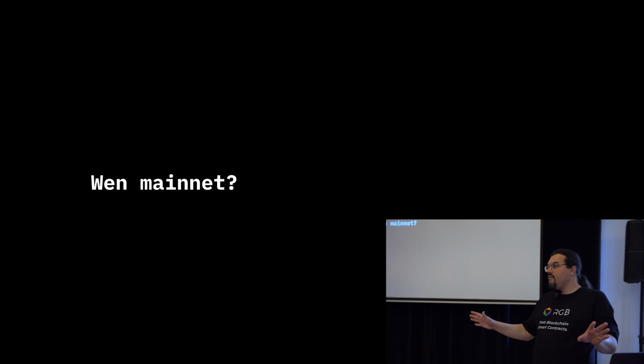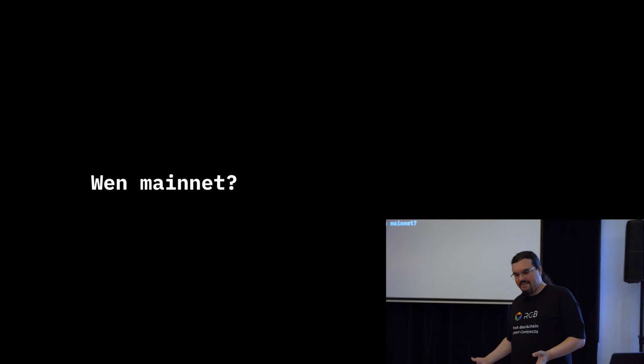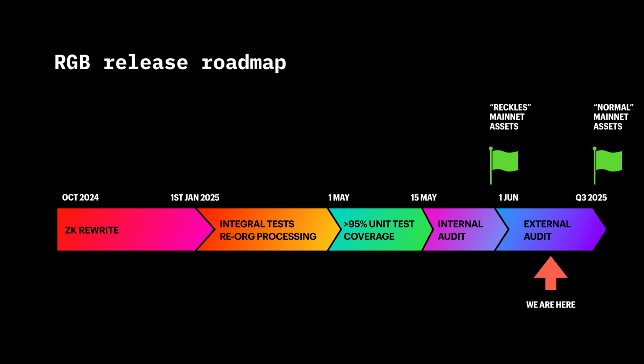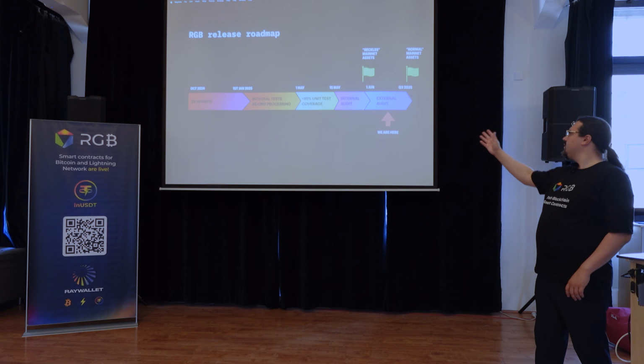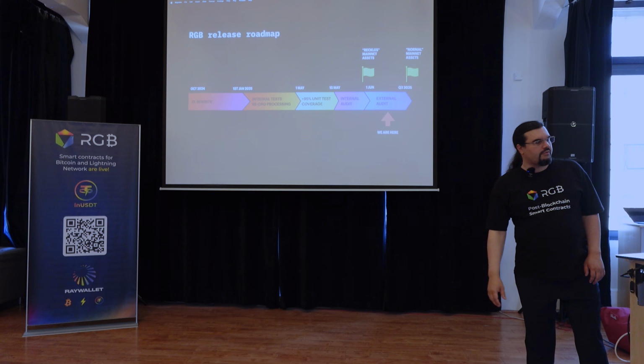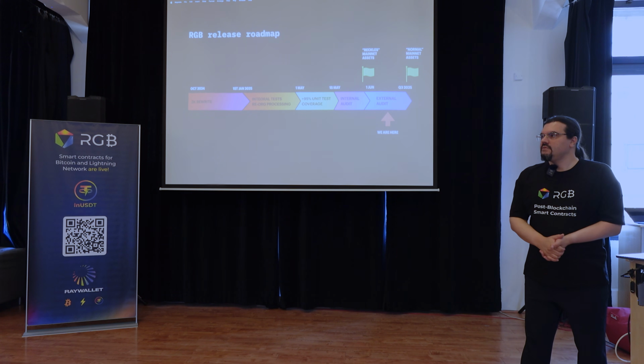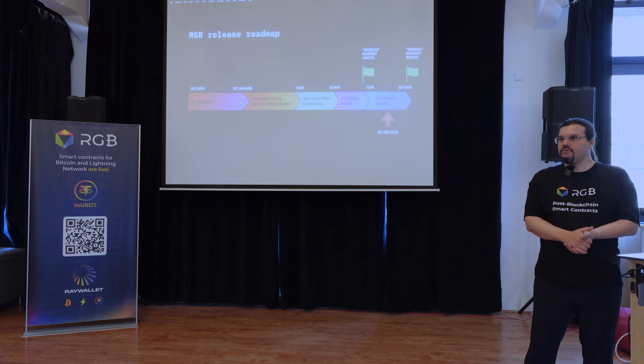So that's all new coming with 0.12, and the main question is: when mainnet? The short answer is now. The more detailed answer is that we've been through a long process with version 0.12. We started development in October 2024, and we passed through integration tests, unit test coverage, internal audit, and now we're in the stage of external audit. We already have the first testnet products launched on top of RGB 0.12.